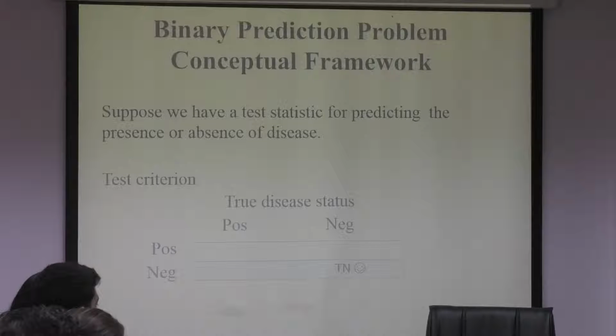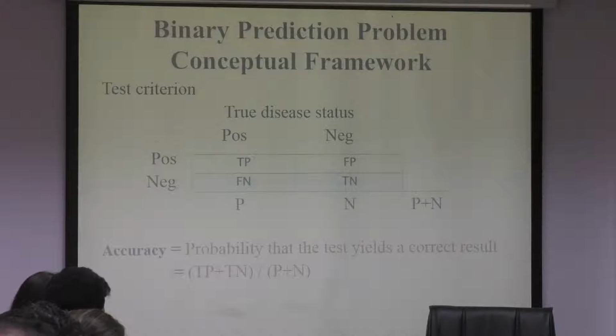So these are the four diagnostic results that we might have, and two of them are false and two of them are true. So the P is going to be the total positive, the diseased basically, and the N will be the total non-diseased, and the total will be the total sample size.